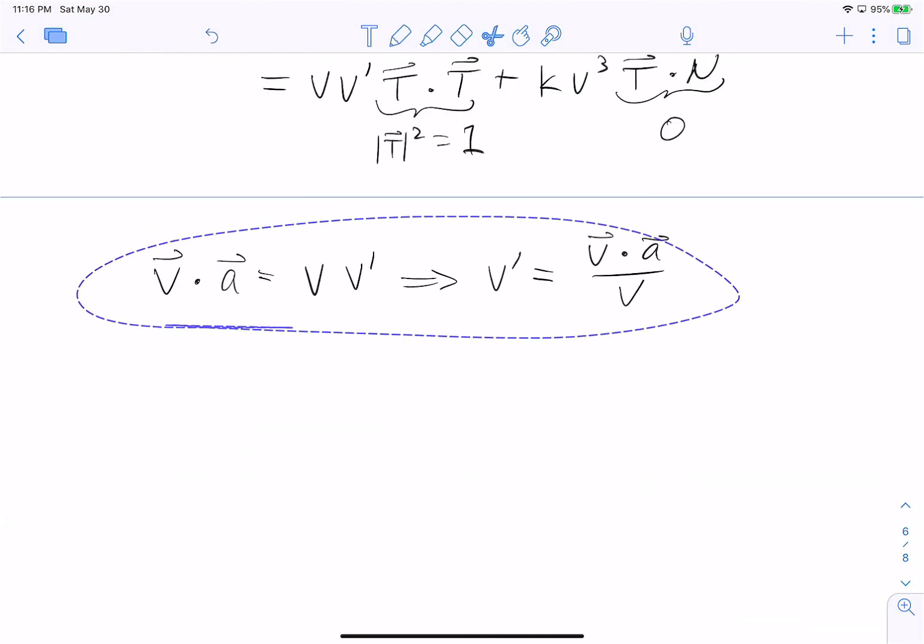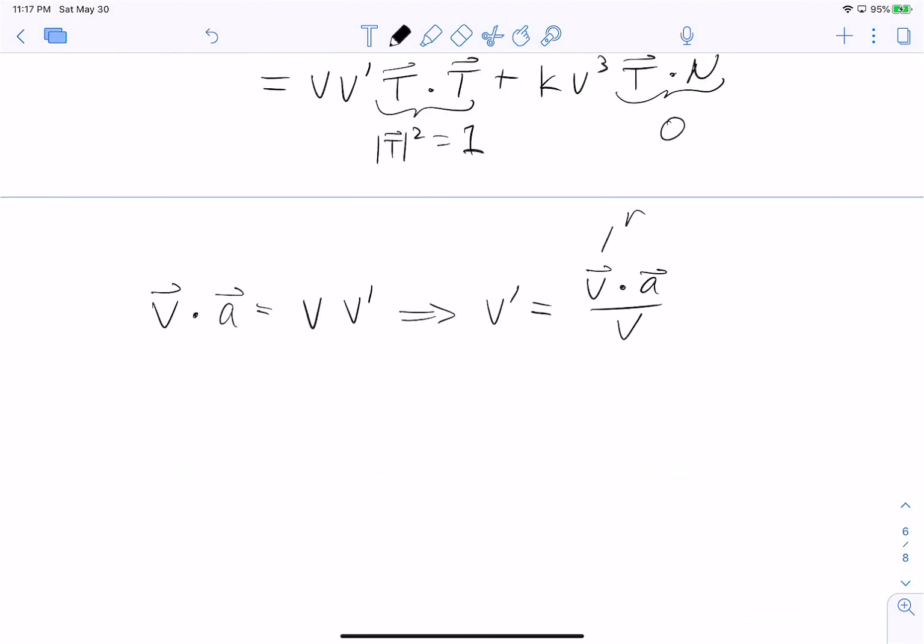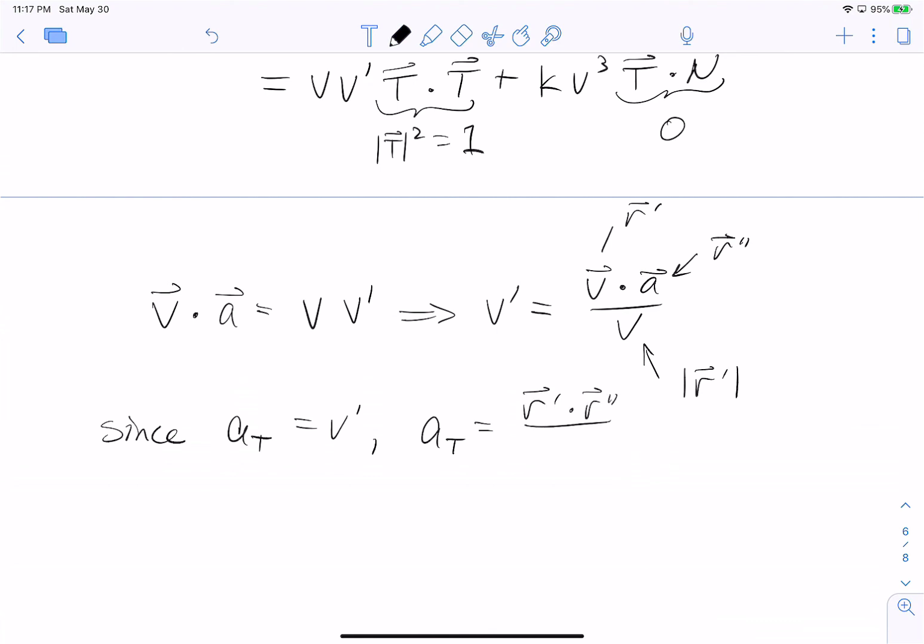But in terms of r, v is r prime, and a is r double prime, and in the denominator, v is the magnitude of r prime. So, since the tangential component of acceleration a sub T is equal to v prime, we can say that a sub T is equal to r prime dot r double prime over the magnitude of r prime. And that's nice because to compute it, all we need is r and its derivatives.